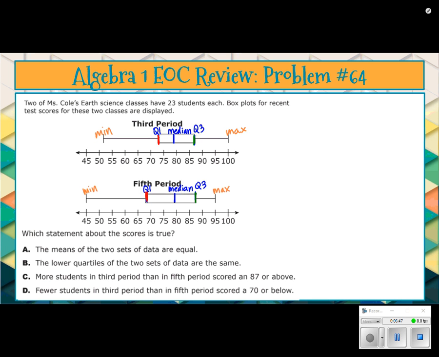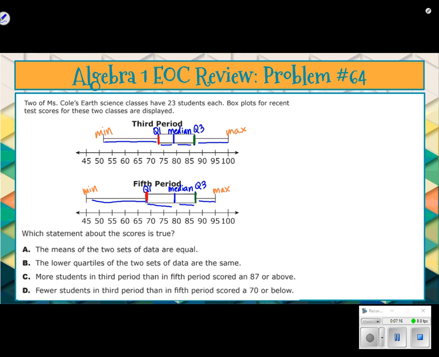Okay, now the other thing is you have quartiles. So here is the first quartile, the second quartile, the third quartile, the fourth quartile. So the 4 pieces, the whiskers and the box, break the data up into 4 different pieces. So now, what do you think the answer is?